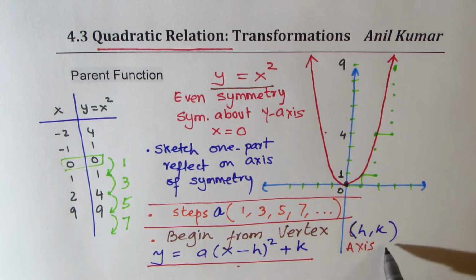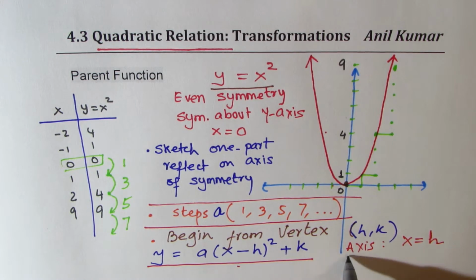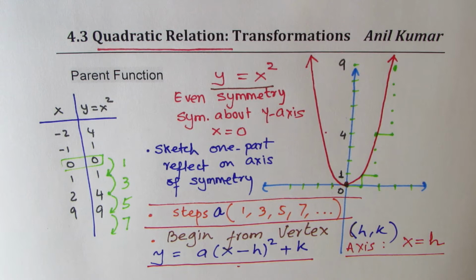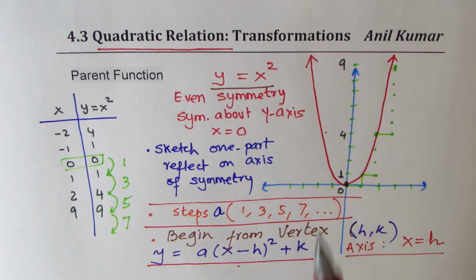The axis is this point, x equals h. Do you understand? So that vertical line is the axis. Now this is key to understand to sketch any parabola from a given transformed quadratic relation. I hope that's absolutely clear, correct? So you could begin with these points and then sketch.